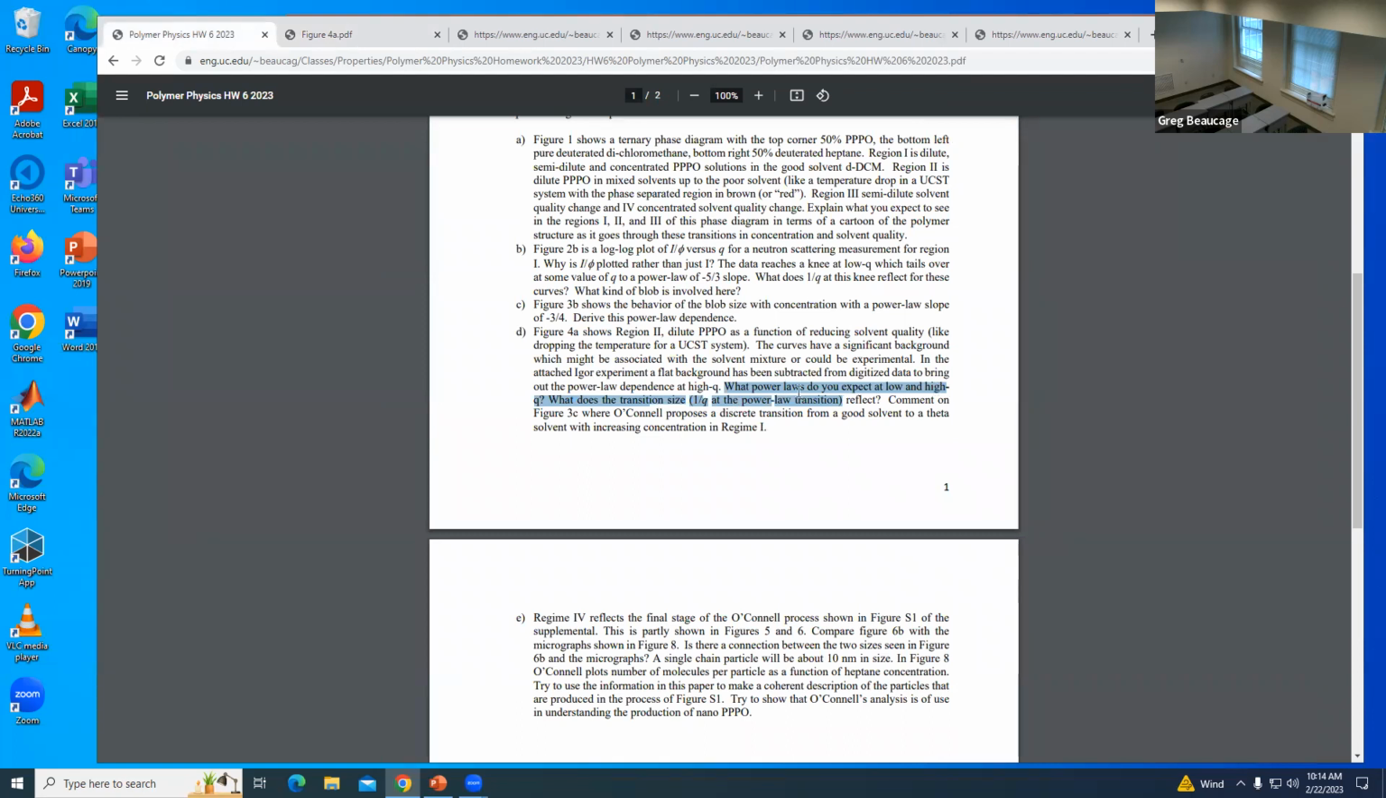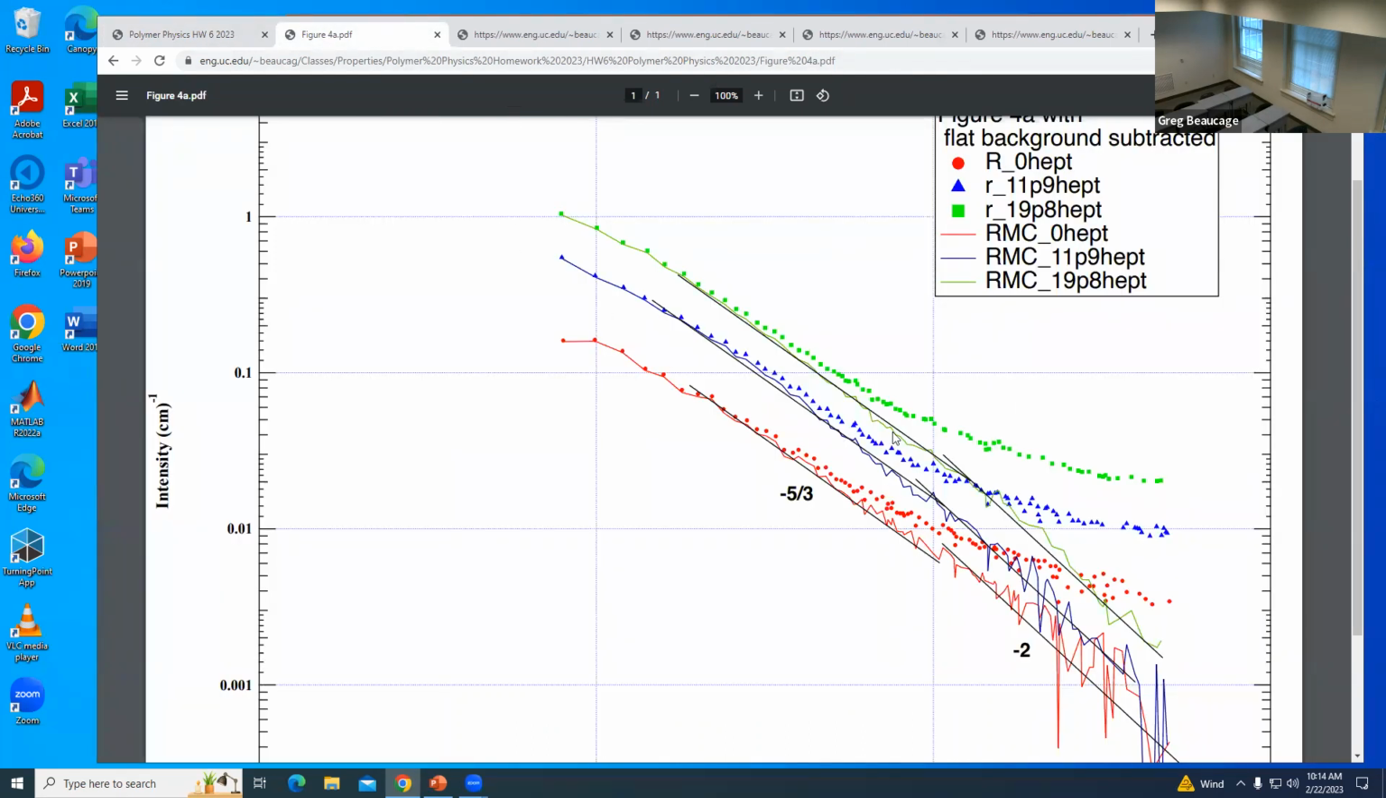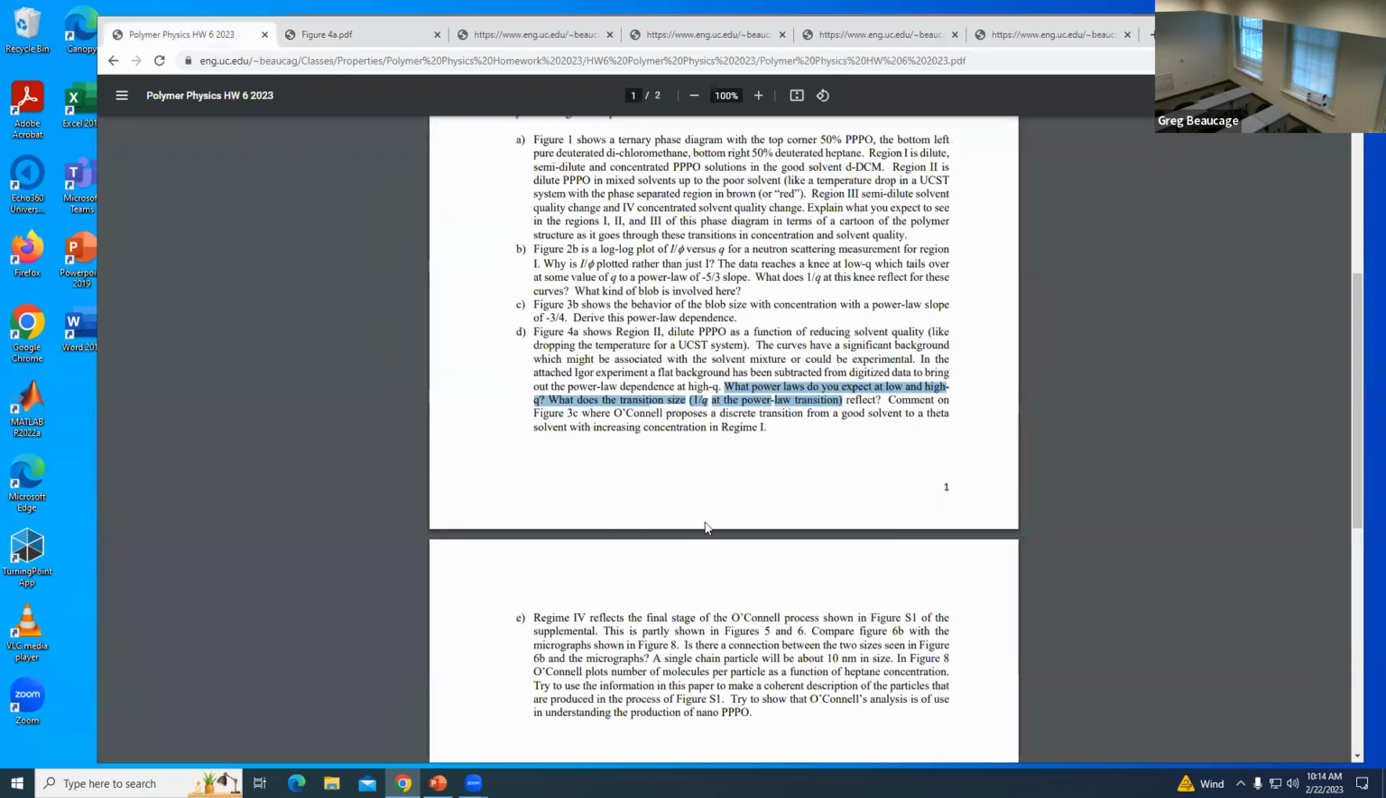So what power do you expect at low and high Q? If it's a thermal blob, you expect good solvent at large sizes, and then at small scales it collapses into the Gaussian. So it goes 5/3 at low Q and 2 at high Q. That's it. Comment on figure 3C. He proposes this as a switch from good solvent to poor solvent, and it isn't, because this plot shows there's a trend in this blob growing so that the thing becomes collapsed. That's about it for that.